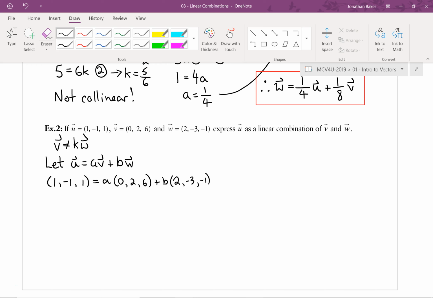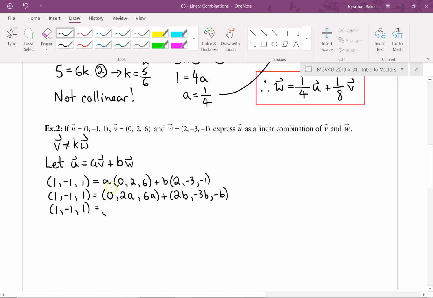Actually, let me illustrate this a little better, in case you're confused about how we were able to do this last time. Let's simplify. We can leave u on the left, but incorporate a and b into each of these vectors. We have 0 times a, which is 0, then 2a, and 6a, and we add that to 2b, -3b, -b. Then in the next step, we can take these 2 vectors on the right side and just add them.